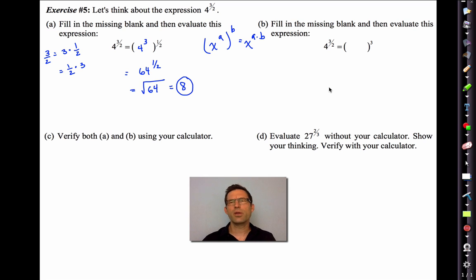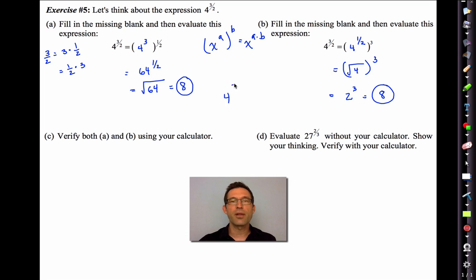Or, well, we could look at it the other way. We could say 4 to the 3/2 is the same as 4 to the 1/2 to the 3rd. Well, 4 to the 1/2 is the square root of 4, which is 2, and then 2 to the 3rd is 8. All right, so it's pretty easy, right?